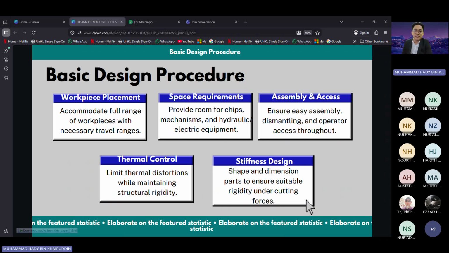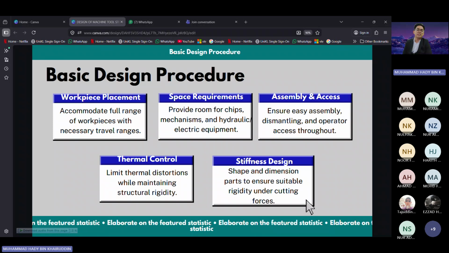Then, next we look at external needs. For assembly and access, a machine is no good if you can't fix it. We design the structure so that a technician can reach the internal parts for dismantling or repair, and so the operator can work comfortably and safely. For thermal control, a machine gets hot. High speed spindles and friction create heat that can make metal expand. Our design must limit thermal distortion. If the bed bends even a few micrometers because of it, the part you are making will be out of tolerance.